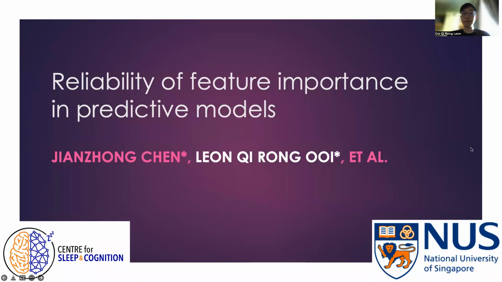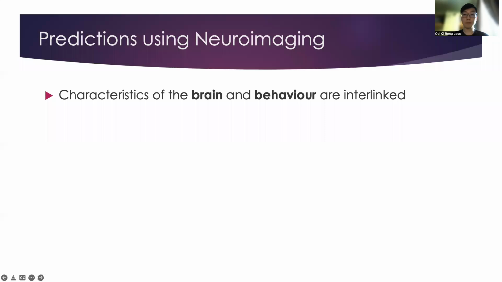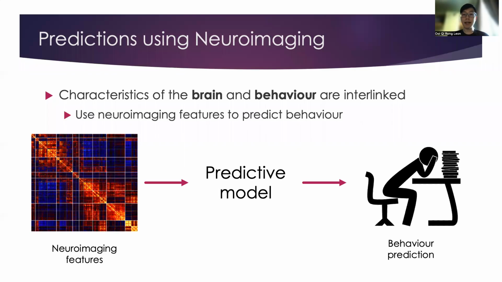Hi, I'm Leon, and in this talk, I'll show that both feature reliability and prediction performance are important for the interpretation of predictive models. So we know the characteristics of the brain and behavior are interlinked. And there's been considerable interest in using features derived from neuroimaging to predict behavior at an individual level.